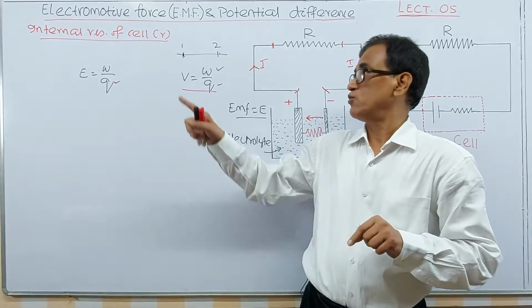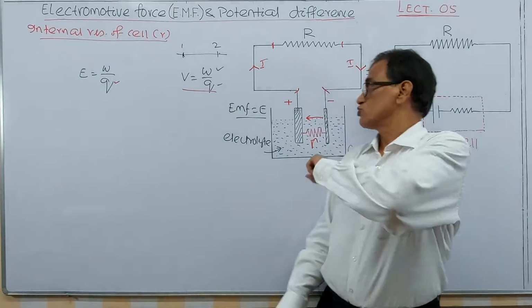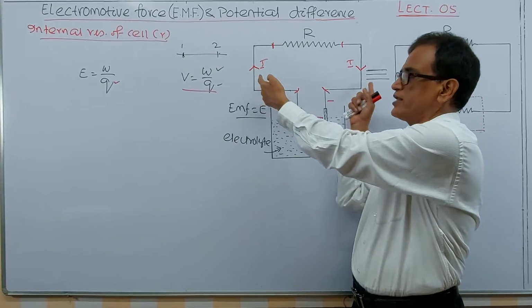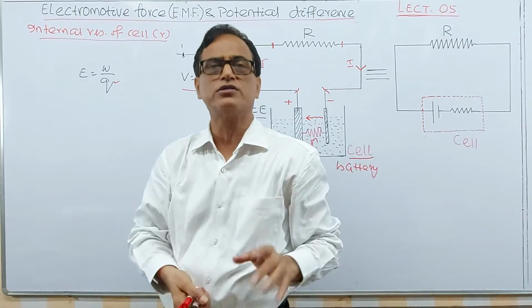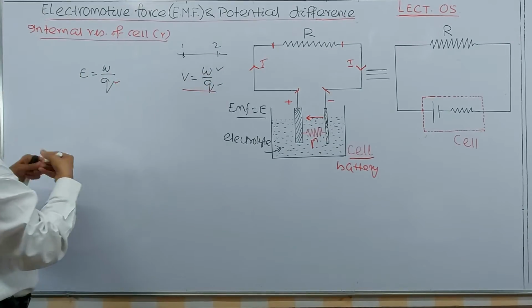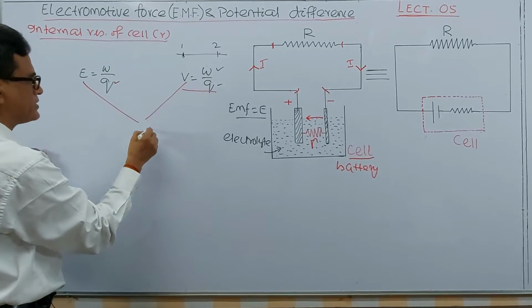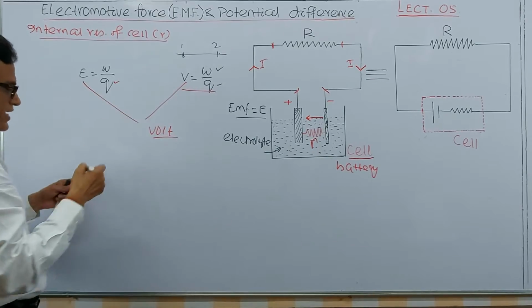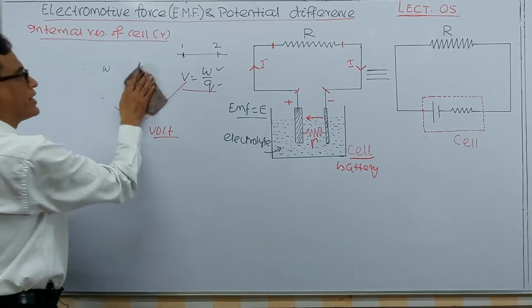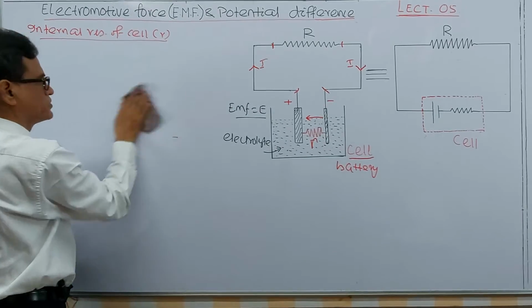And EMF is the work done to carry the charge throughout the entire circuit. But potential difference is the work done to carry the charge between 2 points under consideration. Now we will see whether this is greater or this is greater, but similarities: both are expressed in the same unit and same dimension, that is the volt. Now let us have a relationship between them.